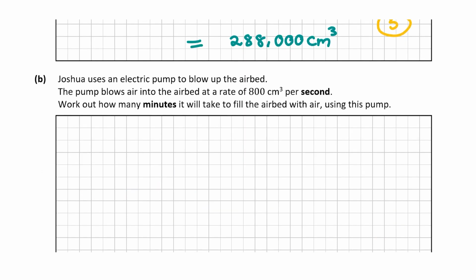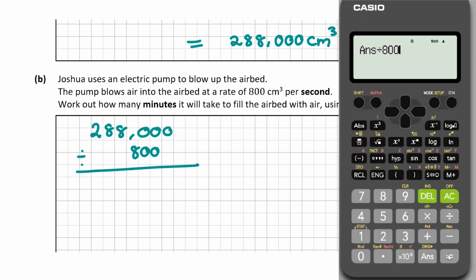So in question B, we're told that Joshua uses an electric pump to blow up the airbed, and that the pump blows air into the airbed at a rate of 800 centimeters cubed per second. So we're asked to work out how many minutes it'll take for the airbed to fill up. So the first thing I'm going to do is find how many seconds it'll take for the airbed to fill up. So I'm going to do this by dividing 288,000 centimeters cubed by 800 centimeters cubed. So this will tell us how many seconds it'll take to fill up the airbed. So I'm going to use my calculator for this and divide it by 800.